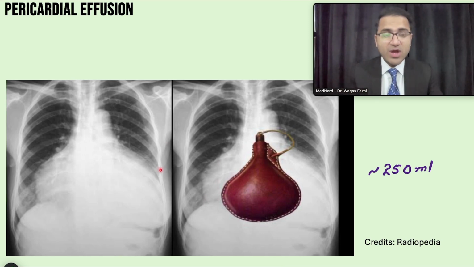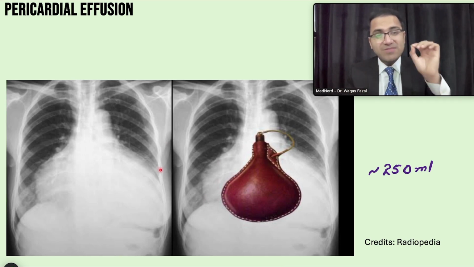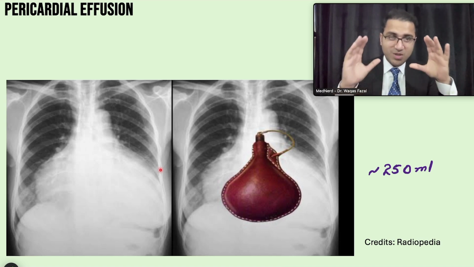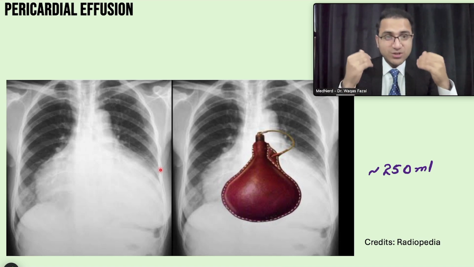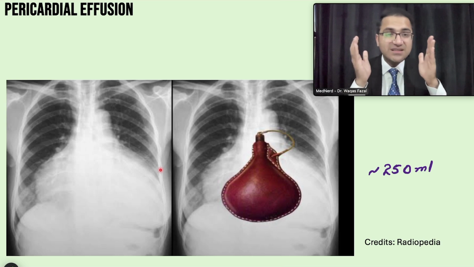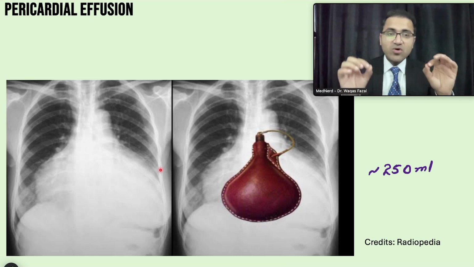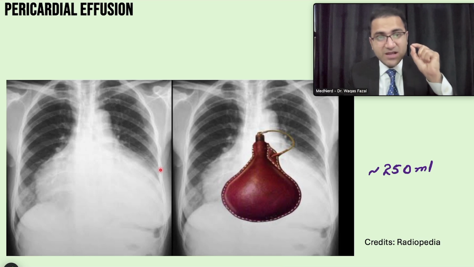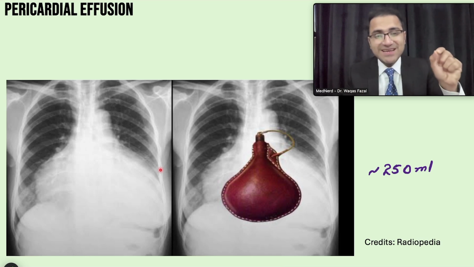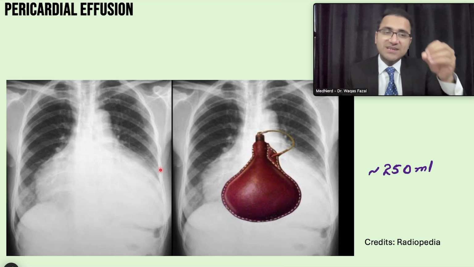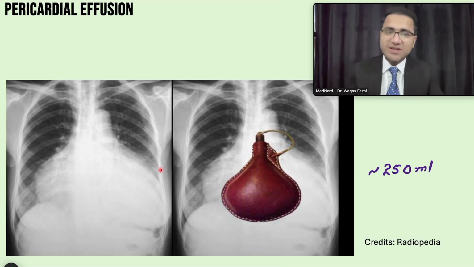And now remember, if you are able to detect pericardial effusion on a chest x-ray, it means that this pericardial effusion is greater than 250 ml. Because for a pericardial effusion to be detected on an x-ray, it has to be greater than 250 ml. So if you see it on x-ray, it's definite that it is more than 250 ml.